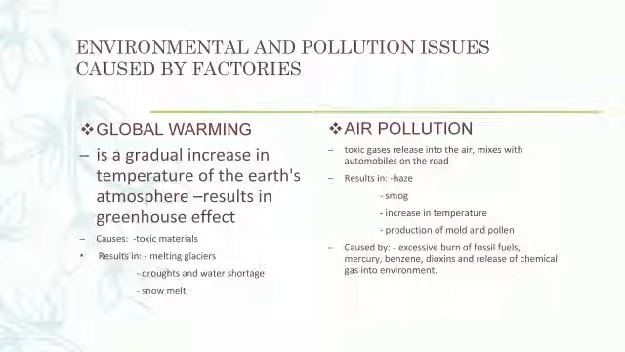The second issue is air pollution. Air pollution is toxic gases released into the air that mix with automobile emissions on the road, and this results in haze, smoke, increase in temperature, and production of mold and pollen. This is caused by excessive burning of fossil fuels, mercury, benzene, dioxin, and release of chemical gas into the environment.